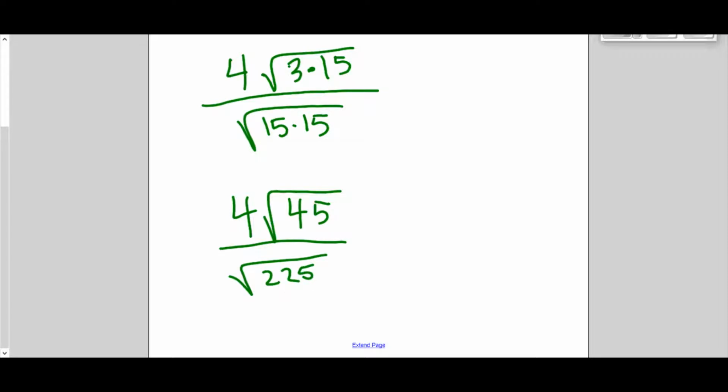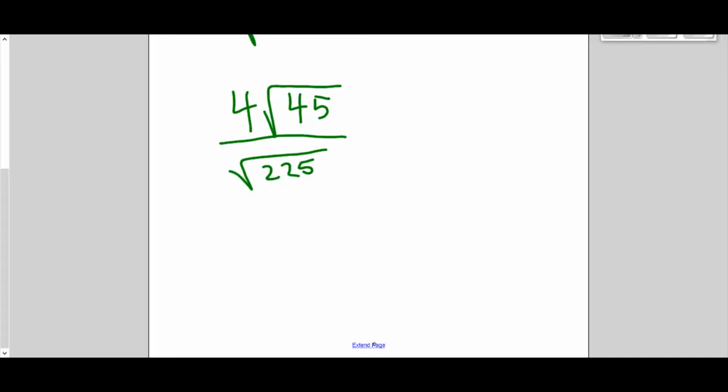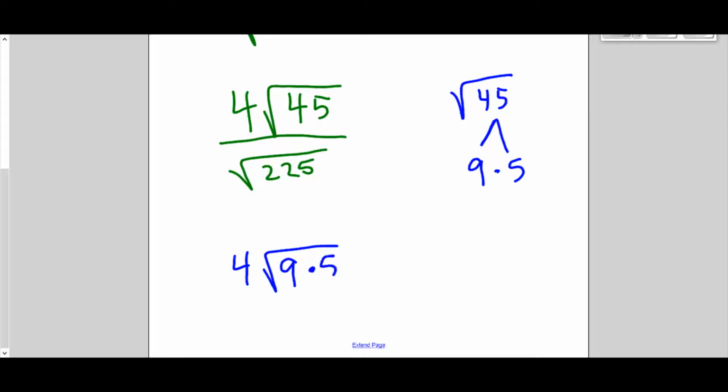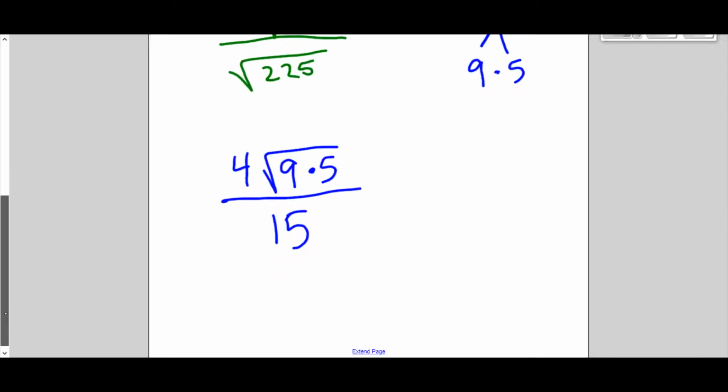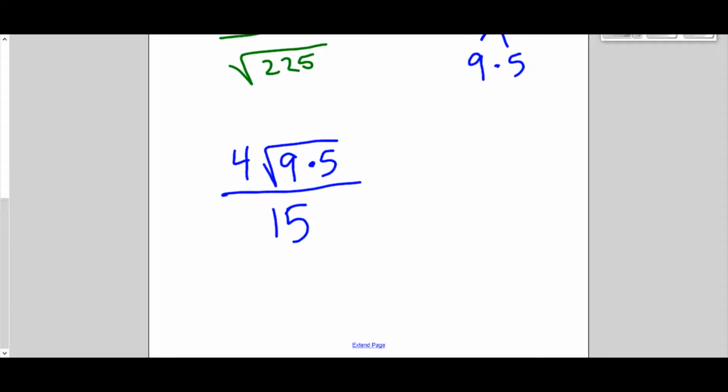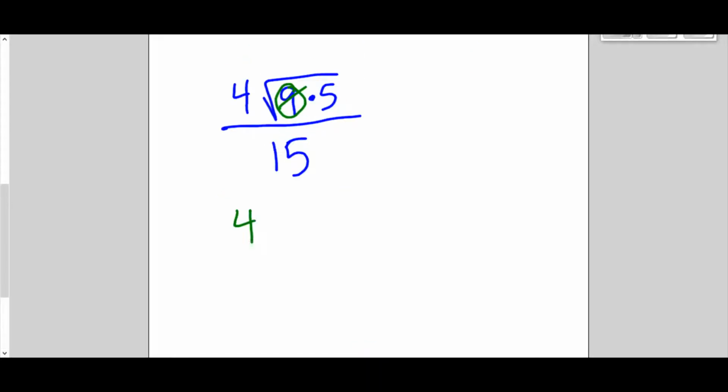We can simplify some of this. So let's start with the square root of 45. We can split up 45 using your perfect squares. So 45 is going to be 9 times 5. And so this is going to be 4 times the square root of 9 times 5, divided by, well, the square root of 225, we know that's 15. That's one of the perfect squares. And now we're just reducing this radical up here. So the square root of 9 is 3. So that's going to come outside the radical. So it's going to be 4 times 3 square root of 5 over 15.